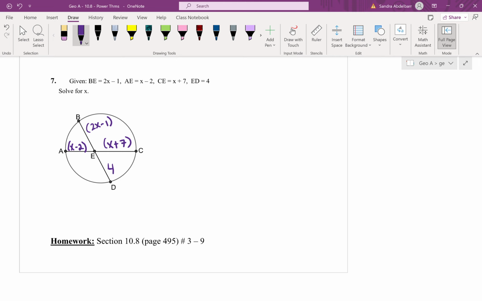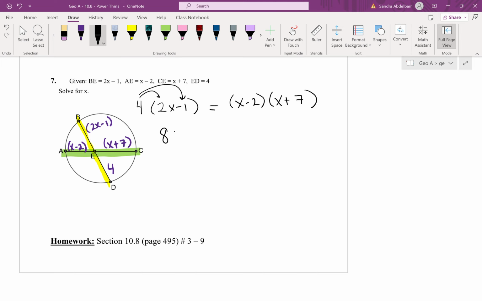Okay, do we all agree chord? Yeah. Part times part equals part times part. So we're going to start off with the yellow one, the yellow chord. So I'm going to say 2x minus 1 times 4. I put the 4 in the front just because it looks better to distribute that way. And then I'm going to have x minus 2 times x plus 7.